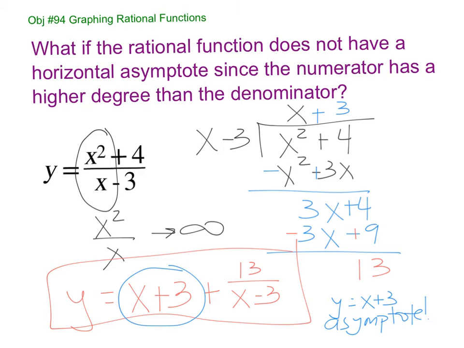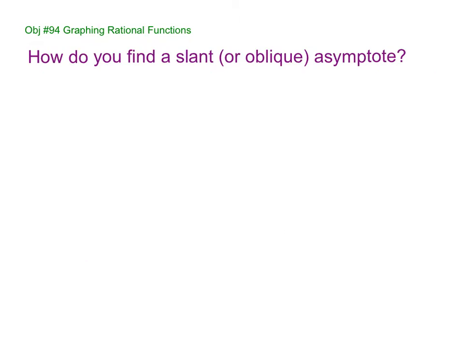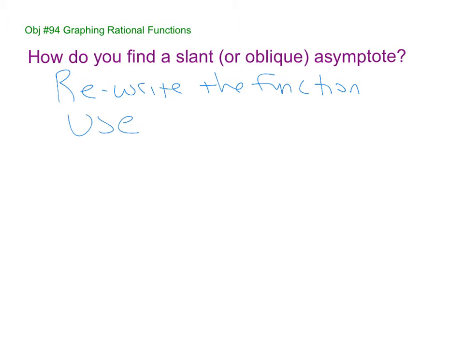Okay? So we do long division and rewrite the function, or synthetic division if you can. Rewrite the function just like we did when we divided. You'll get this linear function in front. That is an asymptote. All right, slant, that's what it's called. I always want to say skew. Slant. Okay, so rewrite the function using long division. I can spell.